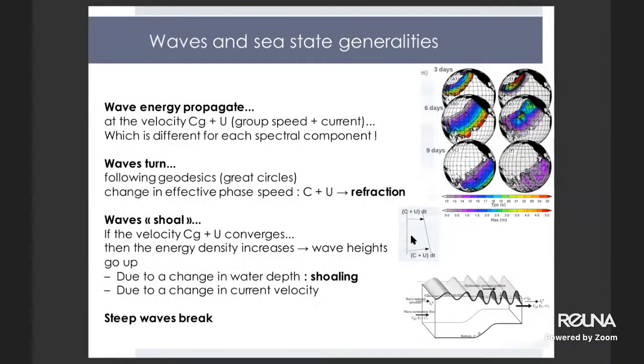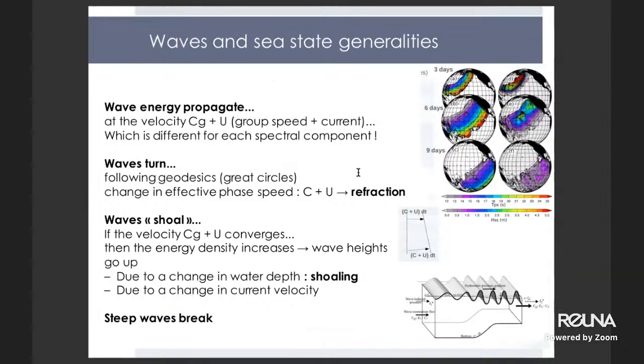A few last words on some generalities of waves. Wave energy propagates at a given velocity given by the group velocity of waves and the background velocity, which is the current velocity. Such propagation is different for each spectral component, so this is something to remember. Waves also turn. They follow geodesics, so great circles, during their propagation. Here is a representation of the propagation of waves around the Pacific Ocean, for example.